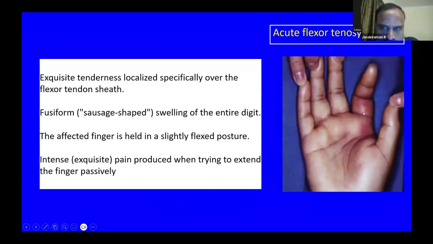The affected finger will be held in a slightly flexed posture, and probably the earliest manifestation would be that there will be exquisite pain when you try to extend the finger passively. And the slight flexion of the tip, the location of the tenderness, and the pain on passive extension clinch the diagnosis of a suppurative tenosynovitis.